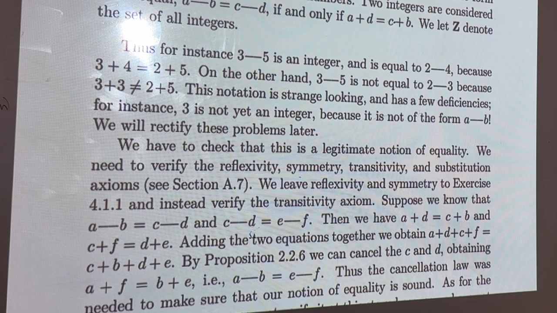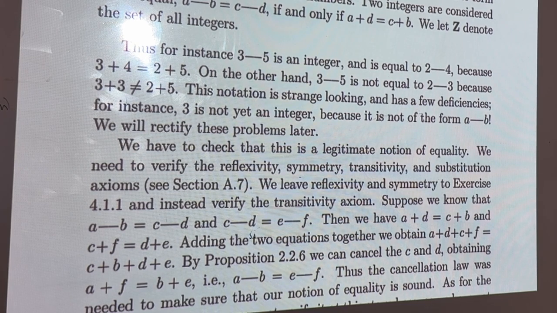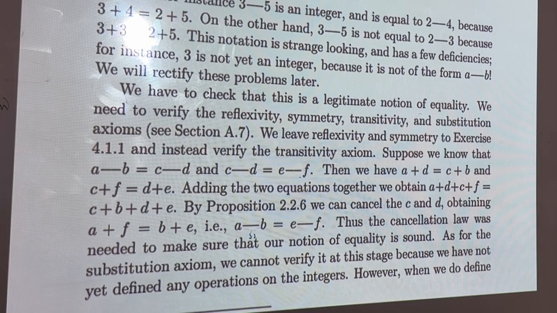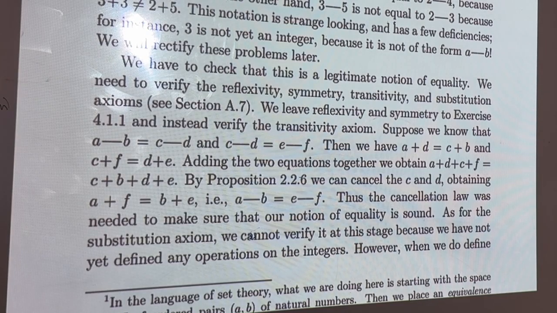Then you have c and d on both sides. You have the cancellation law we proved for natural numbers. Then you can cancel. Maybe Proposition 2.2.6 is the cancellation law. Then you get a plus f is equal to b plus e. You follow? That is, by definition, a—b is equal to e—f. Thus the cancellation law was needed to make sure that our notion of equality is sound.